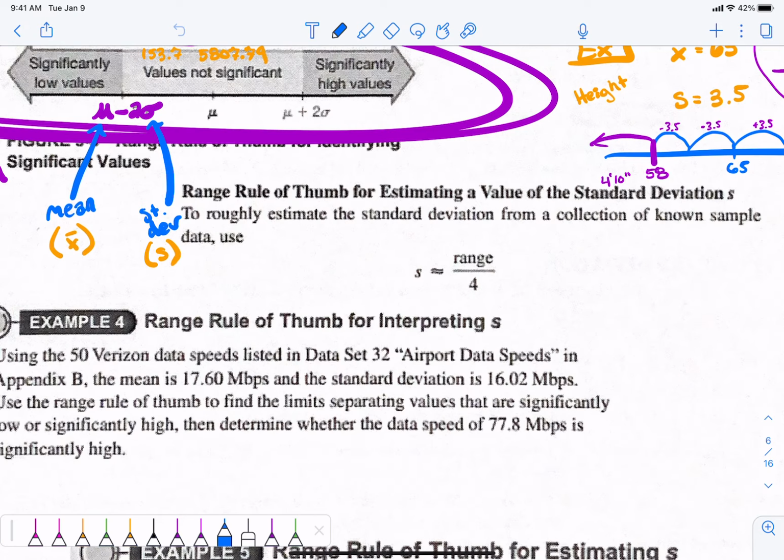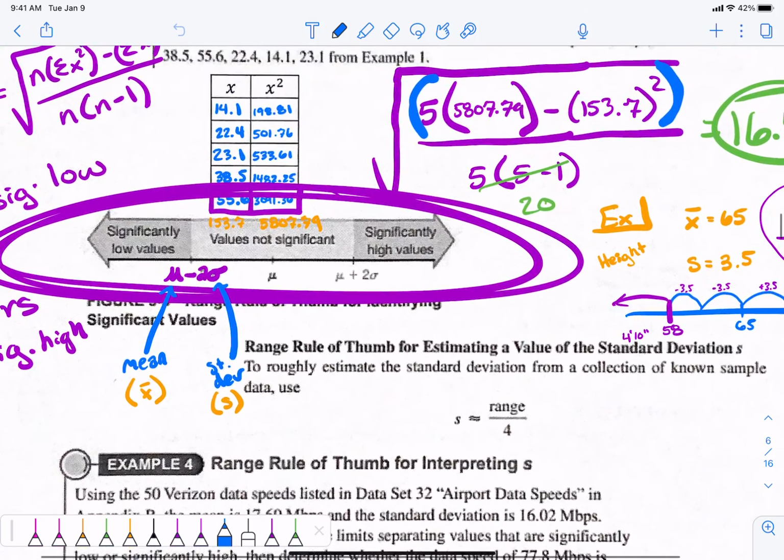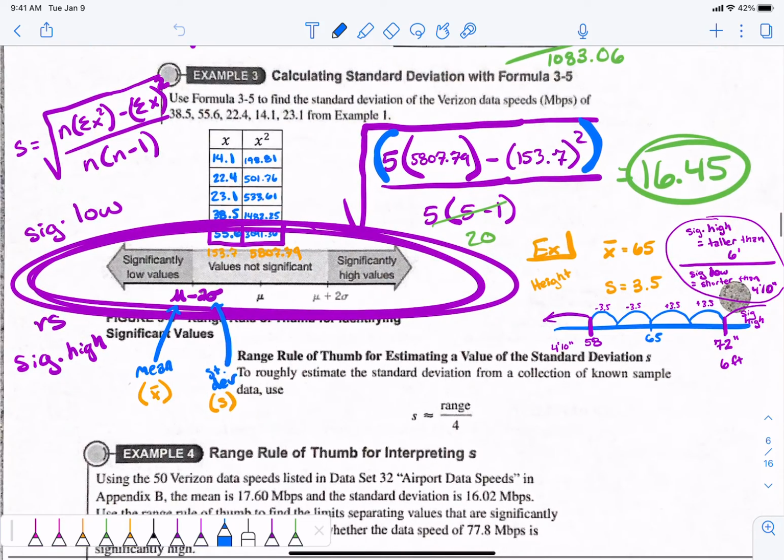All right, this video is for the second half of 3-2 notes. We are on example 4. Yesterday we talked about extremely low and extremely high, or significantly low and significantly high. How do we calculate that? What's considered to be a significantly low value and a significantly high value? Kind of like the outliers, but how do I designate that range, the cutoff mark of who's considered significantly short or significantly tall? How do I figure that out?